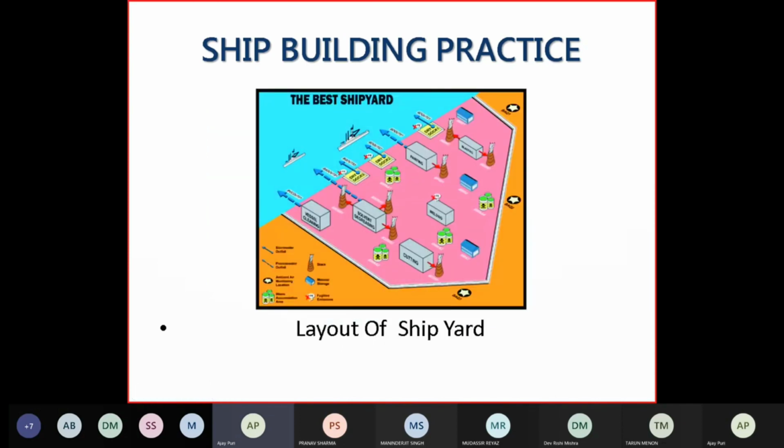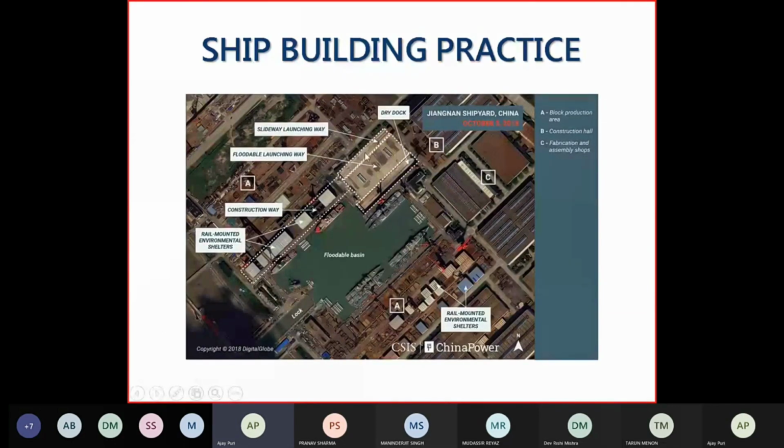So this is your shipyard where your cutting, solvent degreasing, vessel cleaning, welding and painting, everything is done. Now this is the satellite photo of that Chinese shipyard, and this is the floodable basin where they launch and then do the fittings. After that it moves out from the lock and then you have sea trials outside. So here you have your side launching ramp, floodable launch way, construction way, rail mounted environmental shelters, where all of this happens.